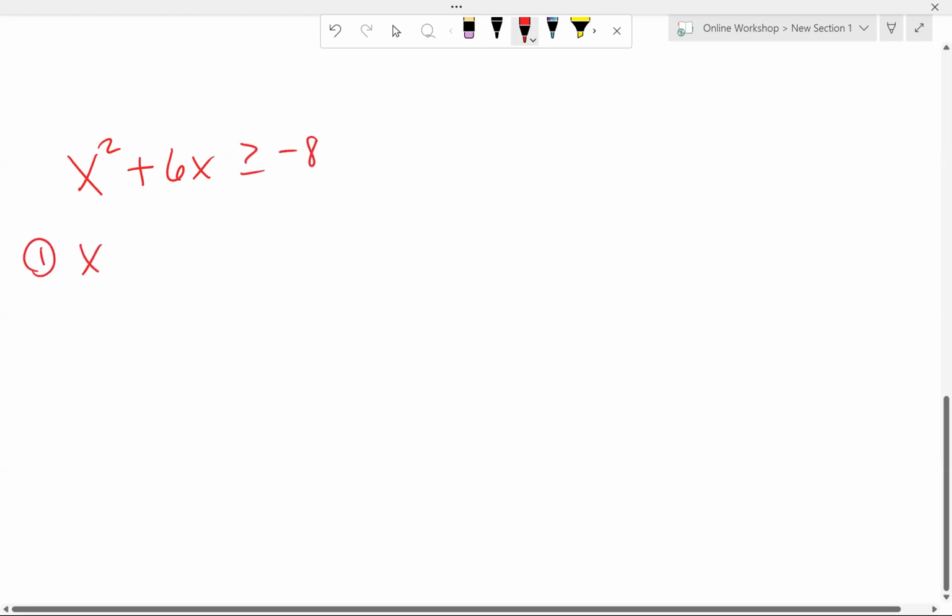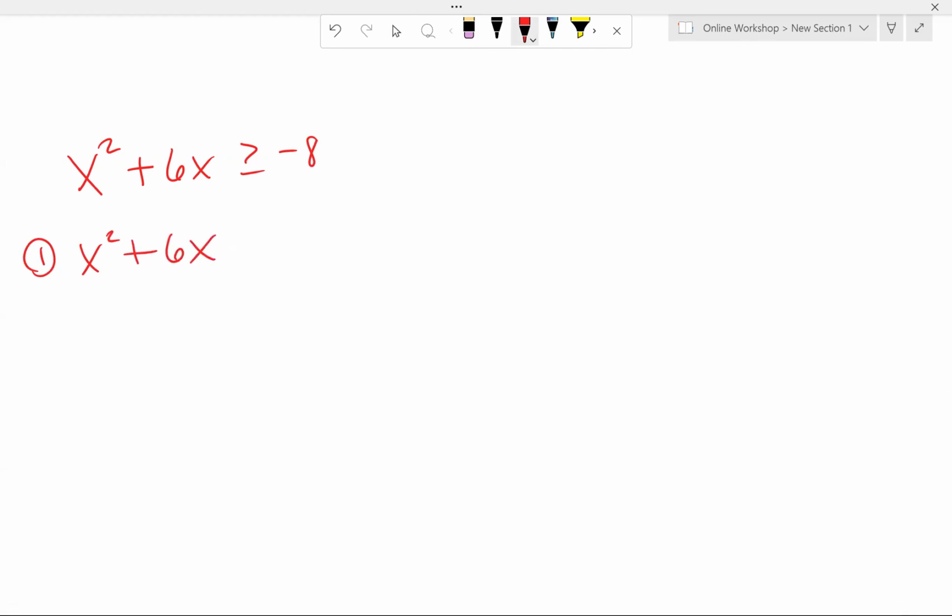So first step, I guess that could have worked if I kept it. All right, set it to 0. Second step, reverse FOIL. Everything is positive. X and X, factors of 8 are 4 and 2.